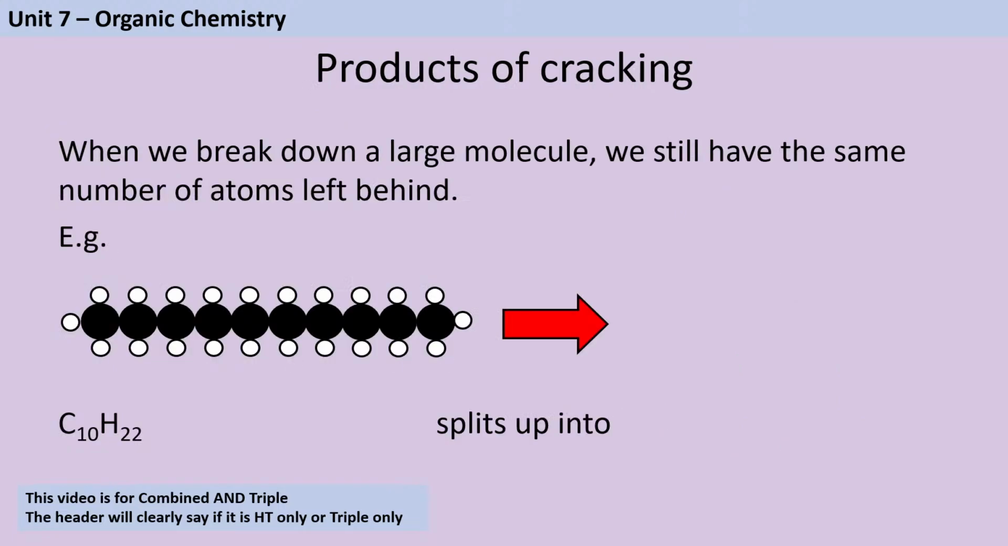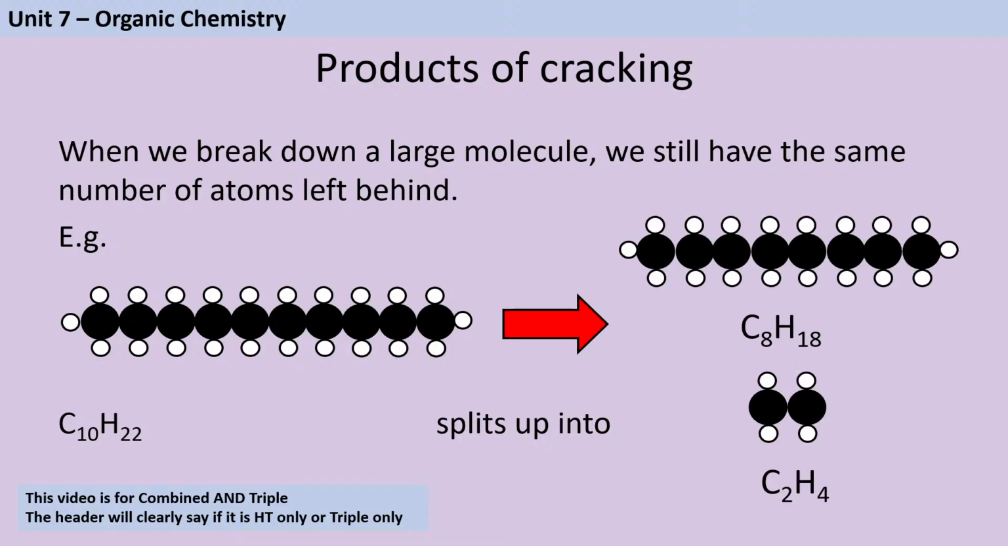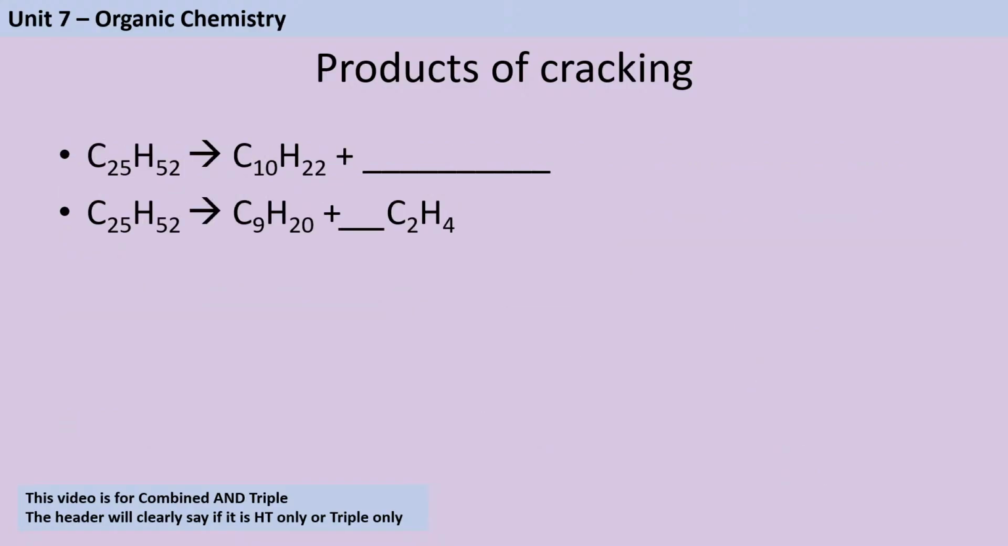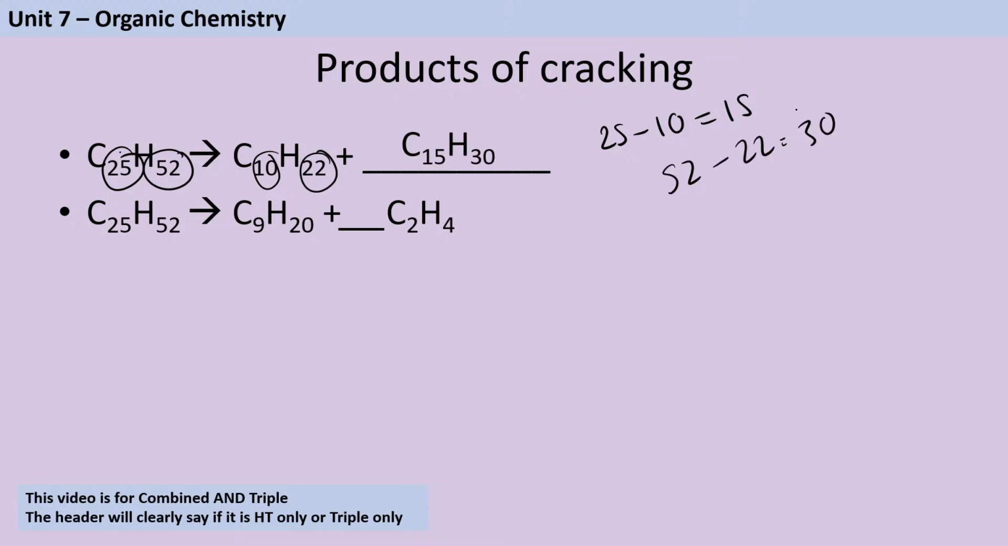Okay, so we've said that when we break down a larger molecule, we're going to make an alkane and an alkene. You might be given some symbol equations to balance. So there are two types. In one type, you're just given one reactant and one product. So we can just go, right, we've got 25 carbons here, 10 here, so 25 take 10 is 15, and then we've got 52 hydrogens, 22 hydrogens, so 52 take 22 is 30. Okay, so in that case I'm going to have C15, H30.